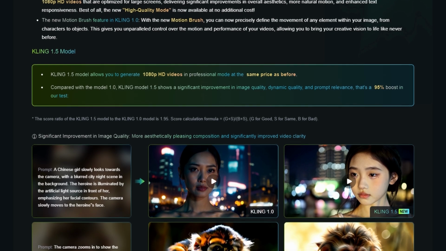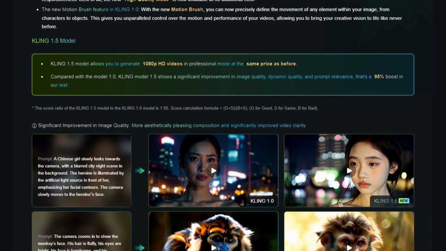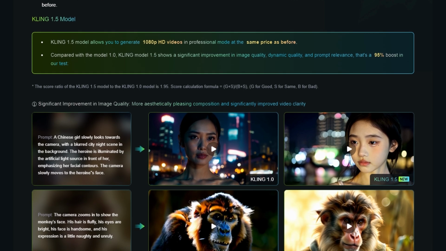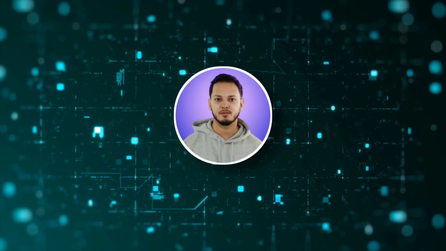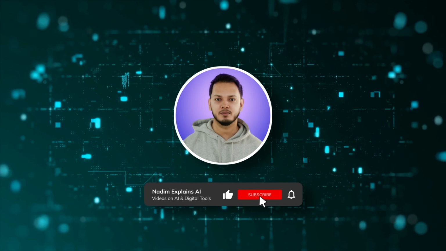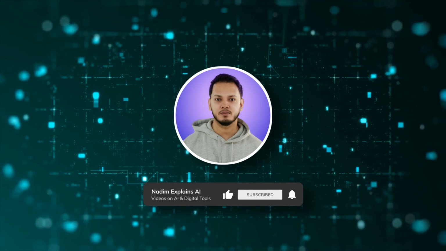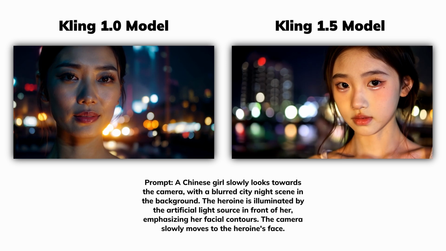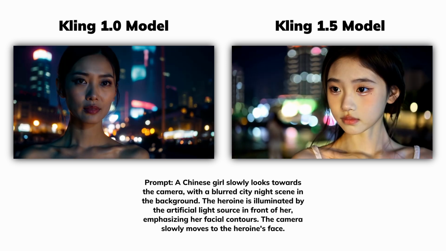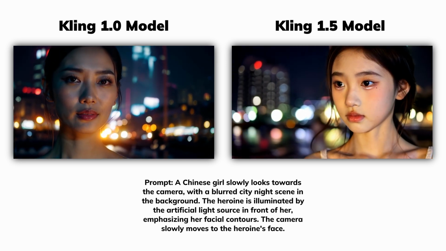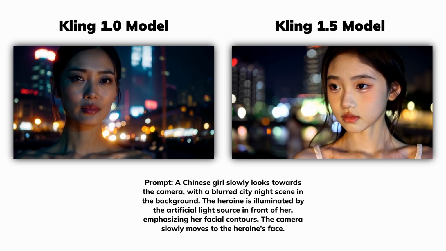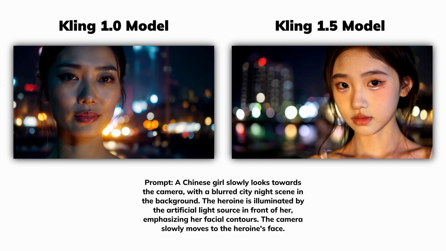I want to show you some video examples shared by Keling, tested with the same prompts using the new 1.5 model and the old 1.0 model. For the first example, we have a Chinese girl slowly looking towards the camera with a blurred city night scene in the background. The heroine is illuminated by the artificial light source in front of her, emphasizing her facial contours. The camera slowly moves to the heroine's face.